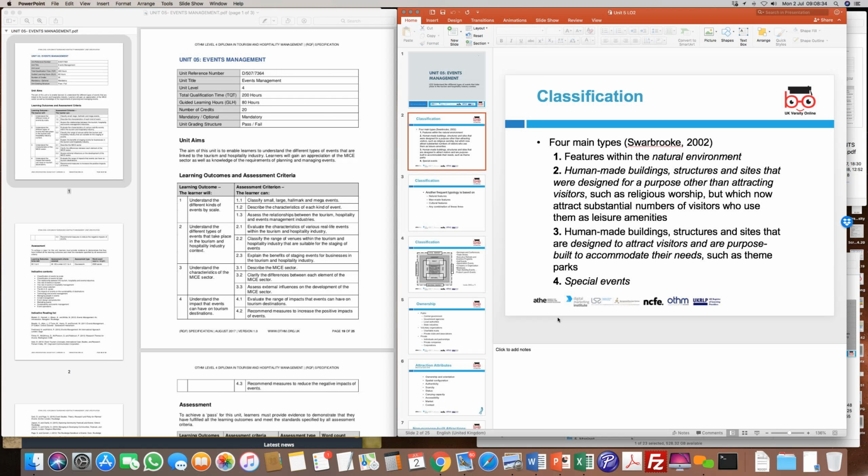The first is where you visit a location that is not man-made but a naturally created environment. Think of things like theme parks, or if you go to Belfast, the rock formation outside Belfast called the Giant Causeway. You go to the Great Barrier Reef, destinations where tourism happens because it's a natural environment people want to visit.